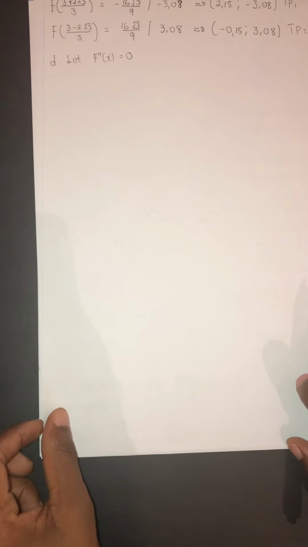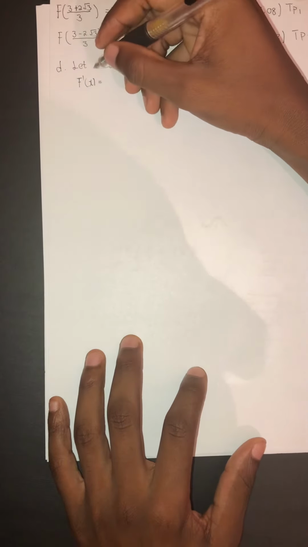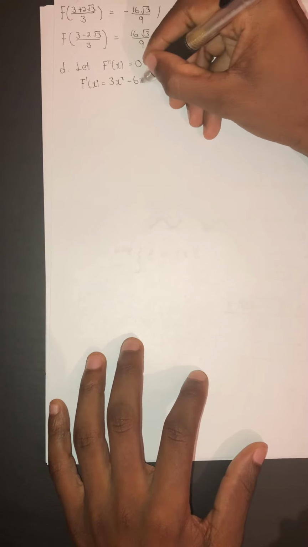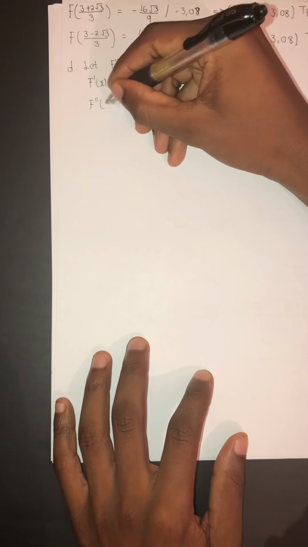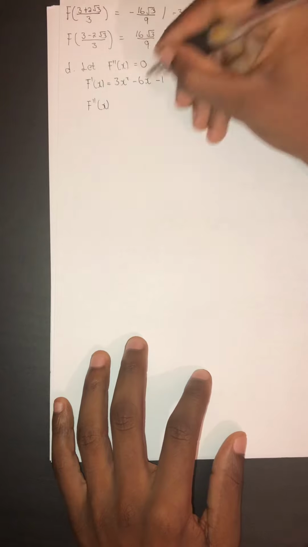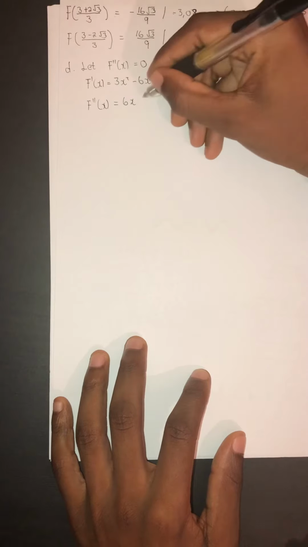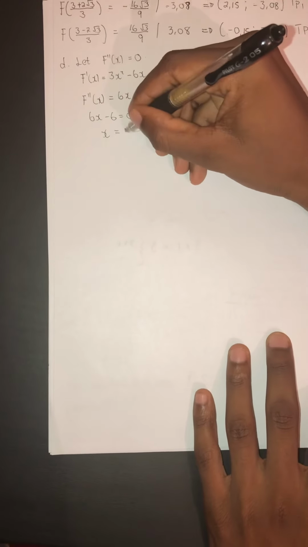I'm just going to rewrite my f prime of x here. f prime of x, remember, was 3x squared minus 6x minus 1. So for my second derivative, I'm differentiating the first derivative to get the second derivative. So this will be 6x minus 6. Like I said, for the point of inflection, you let f double prime of x equal 0. So I take 6x minus 6 and let this equal 0. Then when I solve for x here, I get x as 1.